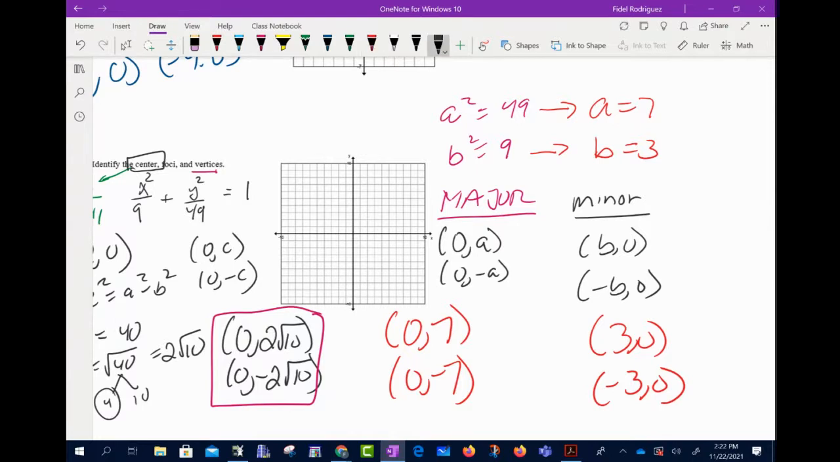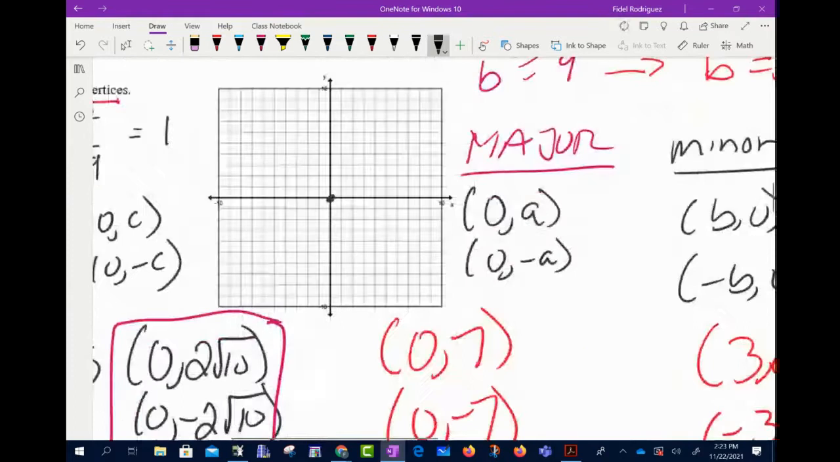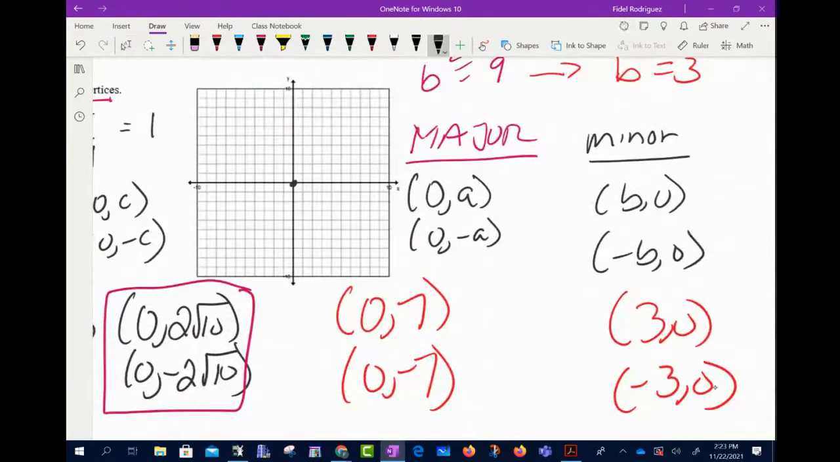All right. So now that we have that, we're going to go ahead and start doing our graph. Remember, center of this thing, y'all, is right here at 0, 0. I'm going to go ahead and plot my major vertices and minor vertices. So 0 and 7 is going to be up 1, 2, 3, 4, 5, 6, 7, right about here. And 1, 2, 3, 4, 5, 6, 7, right about there. Okay. And then 3, 0 is 1, 2, 3. 1, 2, 3.